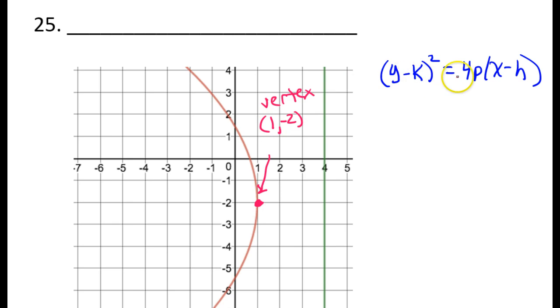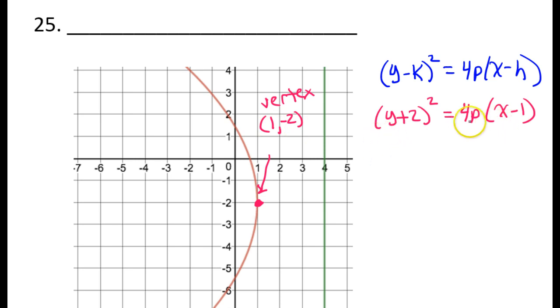So these values will show up here and here, but be careful of the order. The x coordinate will give you the x part of the equation. The y coordinate will turn up in the y part of the equation. So what I have so far is y plus 2 squared. Okay, I'm doing the opposite of the y coordinate, so y plus 2. And for now I'll just write 4p times x minus h. The x part of the equation will come from the x coordinate of the vertex, so x minus 1, as I do the opposite of this.